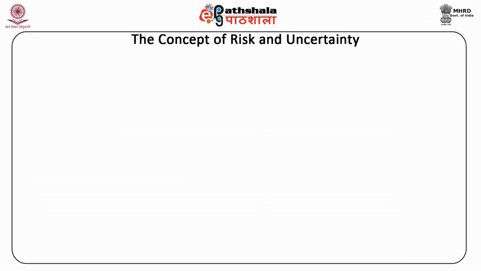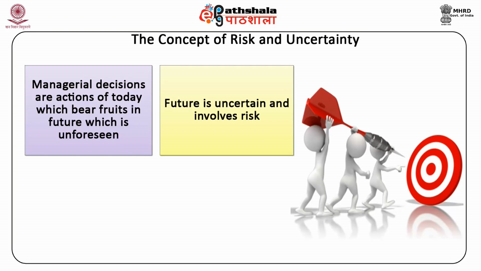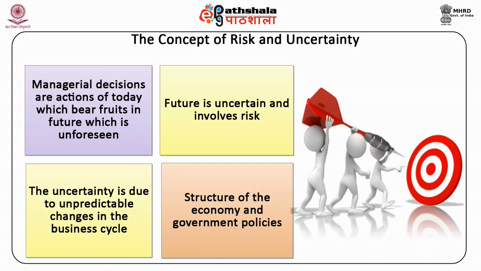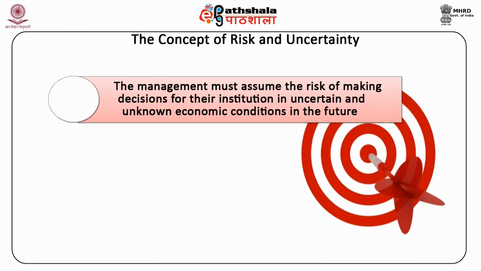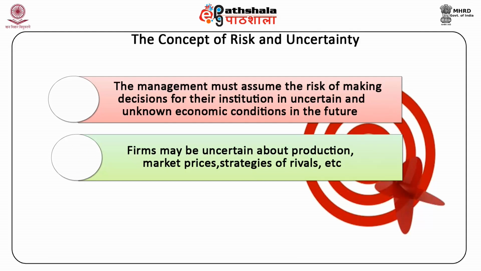Let us now discuss the concept of risk and uncertainty. Managerial decisions are actions of today which bear fruit in the future, which is unforeseen. The future is uncertain and involves risk. The uncertainty is due to unpredictable changes in the business cycle, structure of the economy, and government policies. This means that the management must assume the risk of making decisions for their institution in uncertain and unknown economic conditions in the future. Firms may be uncertain about production, market prices, strategies of rivals, etc.